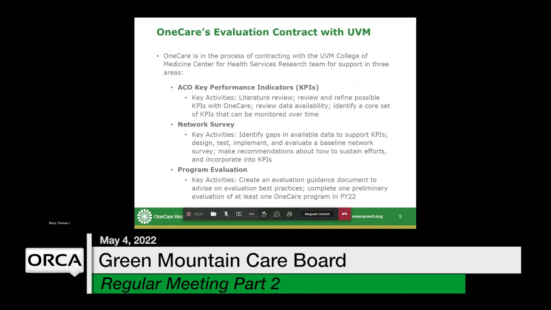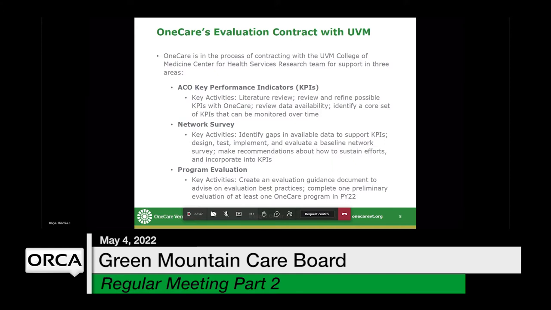Next is a network survey. We always want feedback from our provider participants. But surveys are not all created equal. So we're making sure that when we do create a survey, we're doing it in a proper manner, which yields quality results. So the UVM team has expertise in this area, and they're helping us in that particular space.